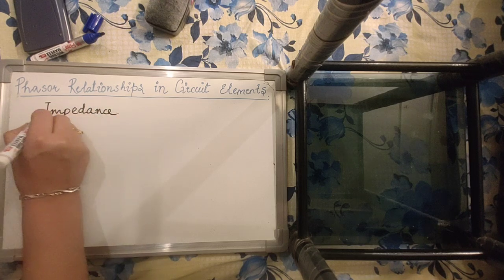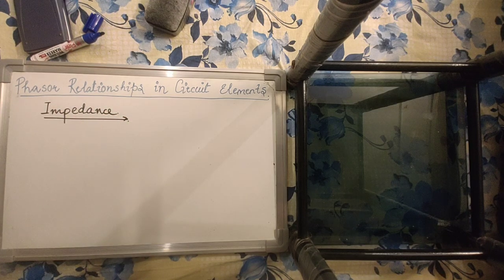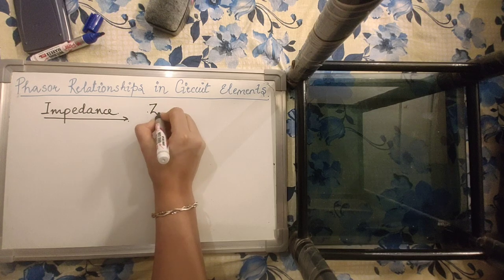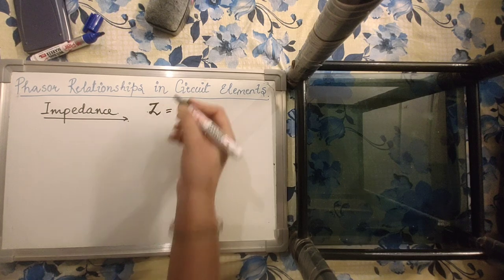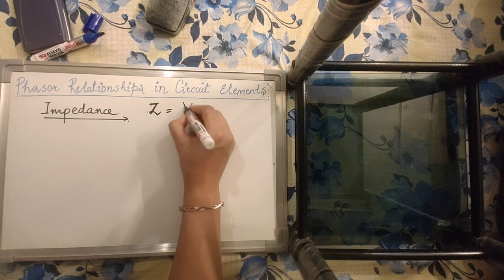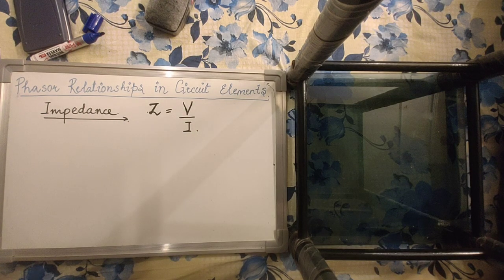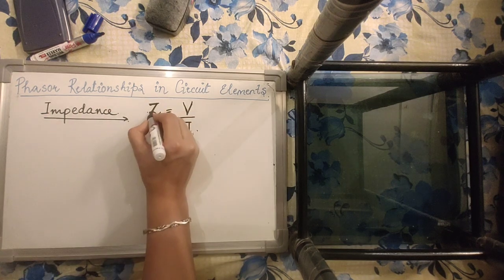Just like you have resistance in DC circuits, the correct term to use in AC circuits is impedance, which is simply the opposition to the flow of sinusoidal currents in AC circuits. It is denoted by Z, and it is physically equal to the ratio of voltage phasor by current phasor. So it's nothing but the equivalent of resistance in DC circuits, that is the opposition to the flow of sinusoidal current. When we're talking about AC circuits, that is your impedance Z.